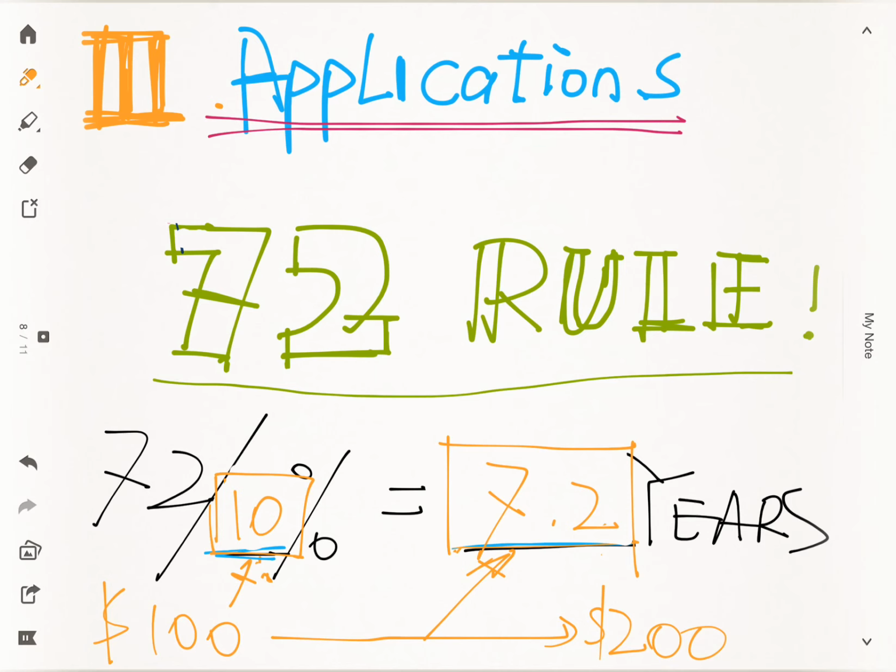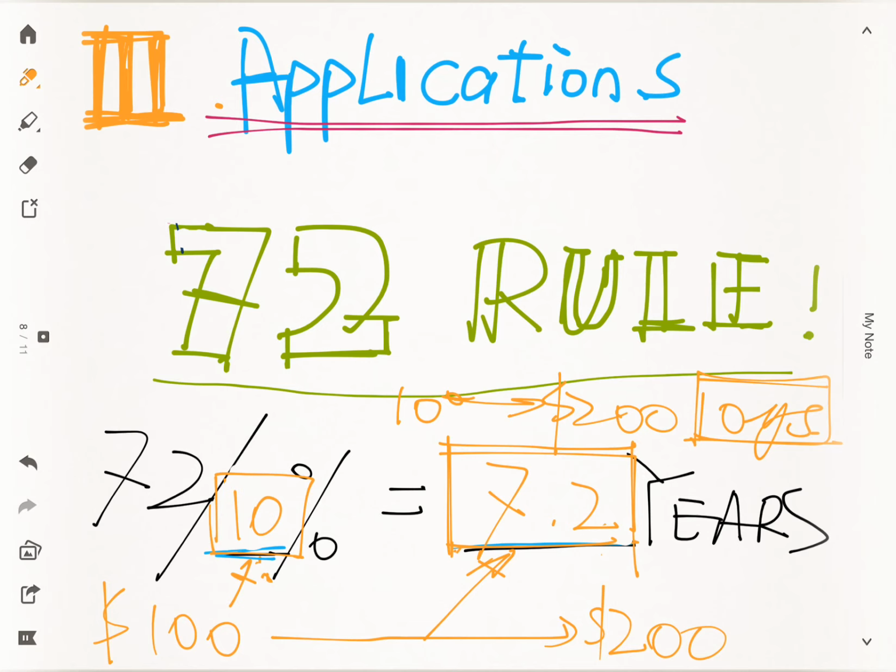Suppose it's not compound interest, just simple interest. You get $10 every year, and if you want to get $200 back, you have to wait for 10 years. That's a lot. But with compound interest, you just have to wait 7.2 years. That's much shorter, isn't it?